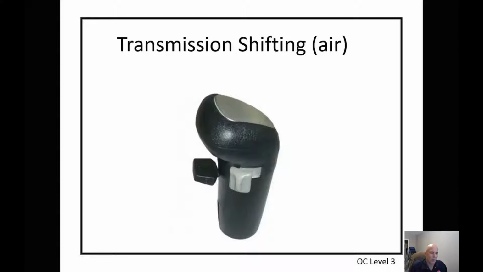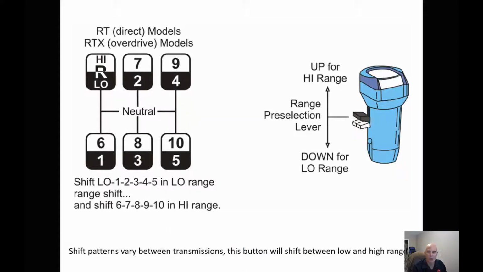So when we're shifting a transmission, whether it's high to low or if it has a splitter on it, what we want to take a look at is the components that are used to allow us to use the air system on the truck to shift our transmission. Range and splitter, depending on how the transmission is set up.